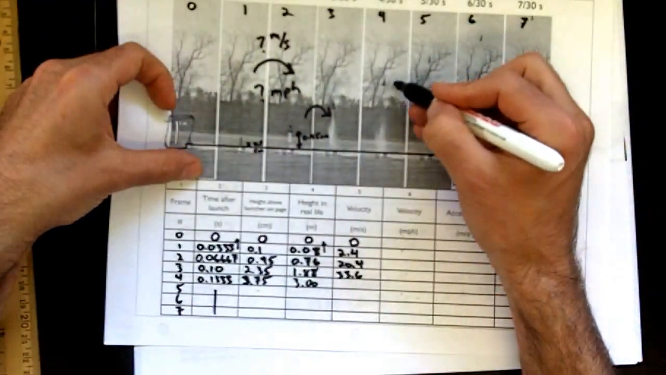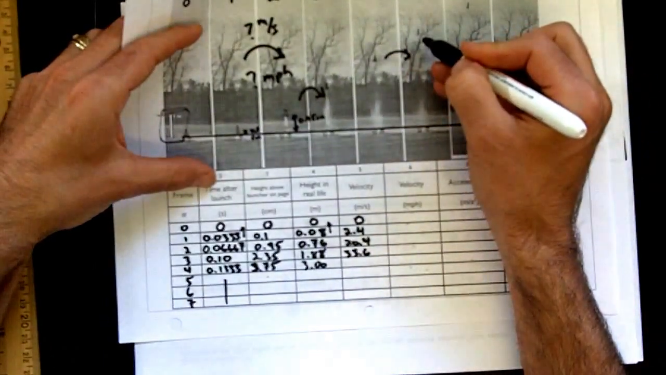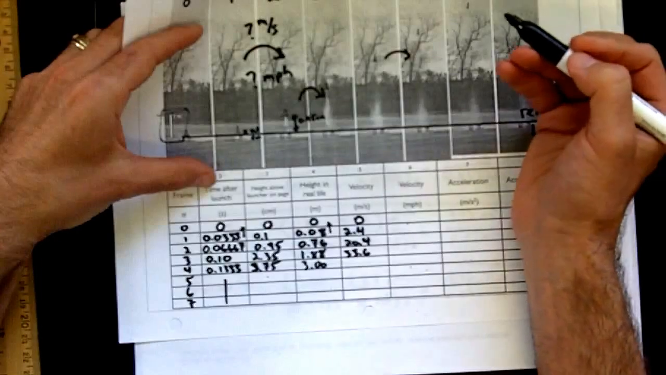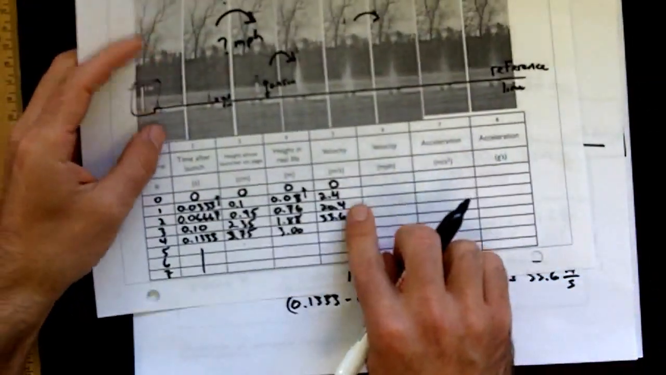But you know that as we go from frame 4 to frame 5, this rocket's going to start slowing down because gravity is going to start slowing it down. And we'll take a look at that. So we have a whole bunch of measurements for meters per second.